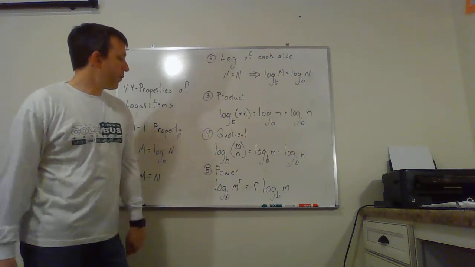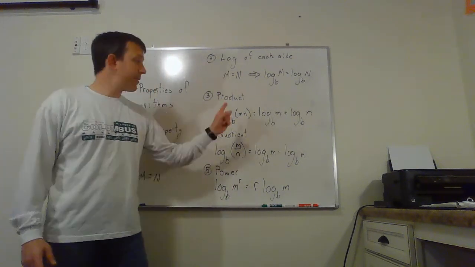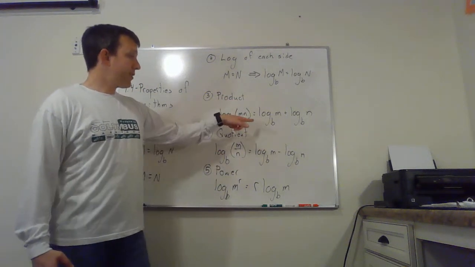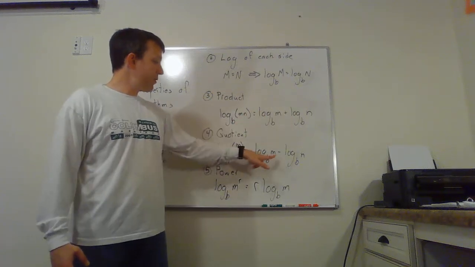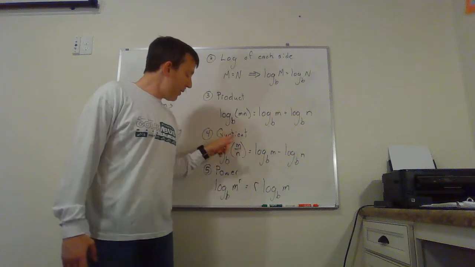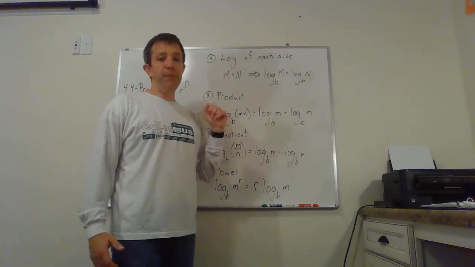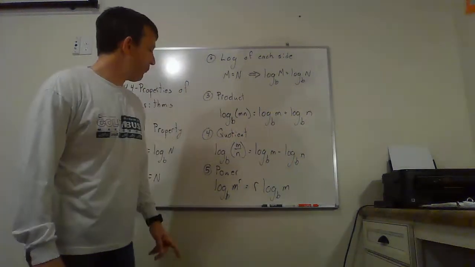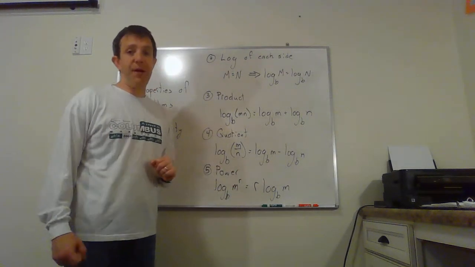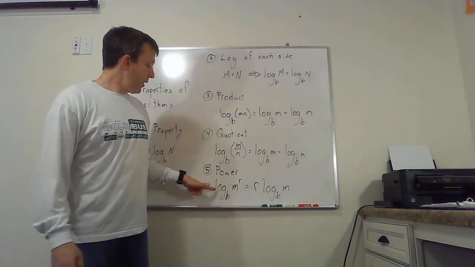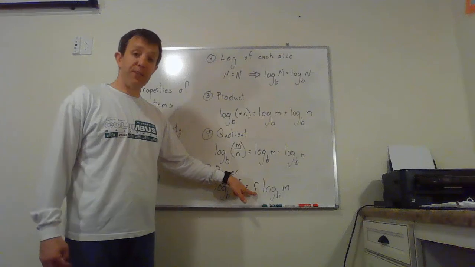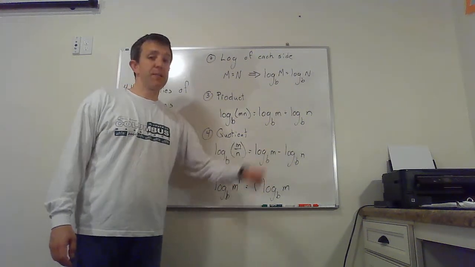The next one, property 4, the quotient property. This is similar to the last one, except now instead of having multiplication on the inside, we have division. And instead of it turning into addition, it's going to turn into subtraction. So the log base b of m over n is equal to the log base b of m minus log base b of n. And then finally, we have the power property. If you have something raised to a power, this one's actually really nice. The log base b of m raised to the r power is equal to r, you can just put that exponent in front, times the log base b of m.